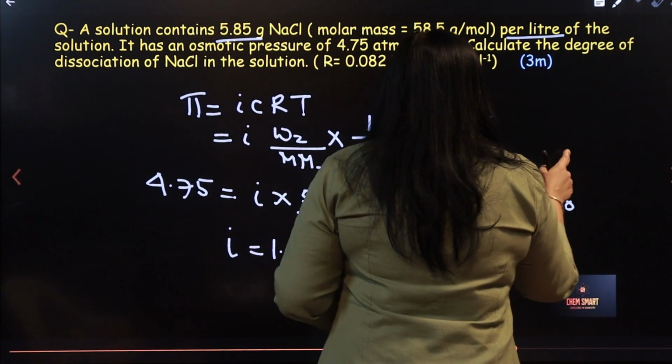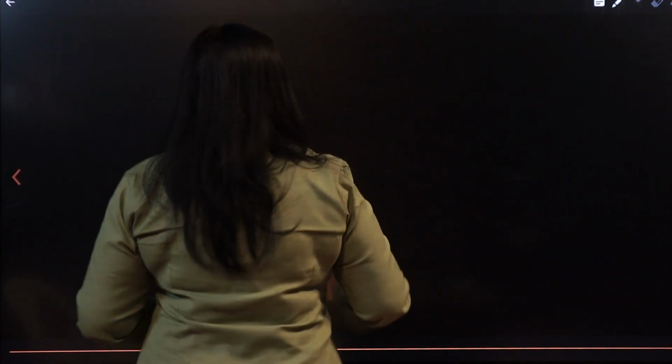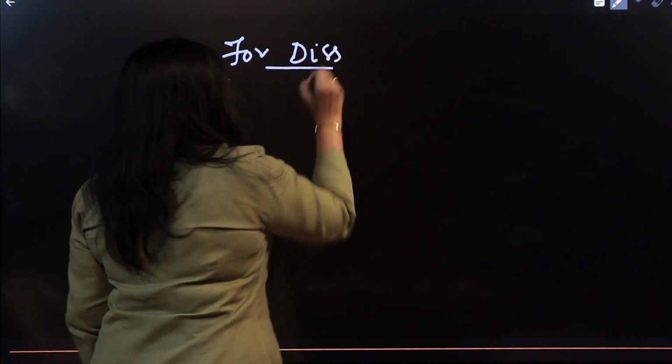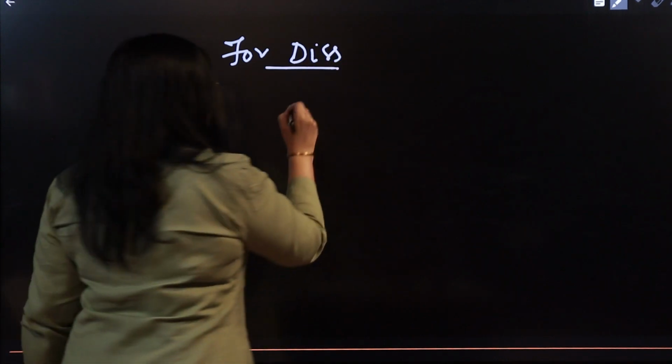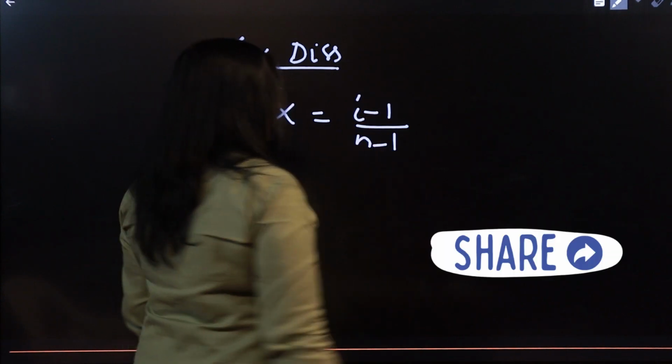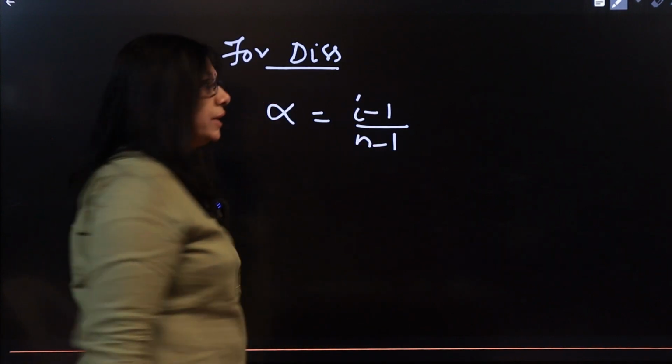Now, the question is about alpha, degree of dissociation. And you know what is the relation between alpha and i. You know for dissociation, how we can connect alpha and i. Alpha is equal to i minus 1 by n minus 1. Easily you can connect in this way.